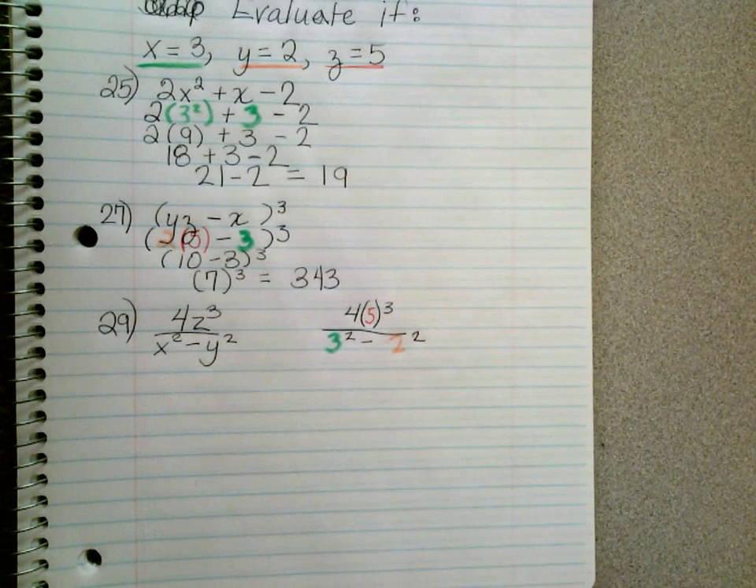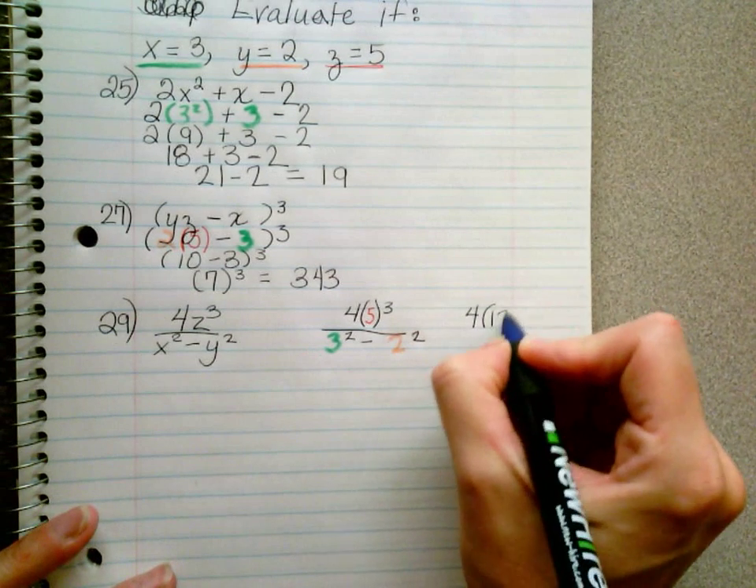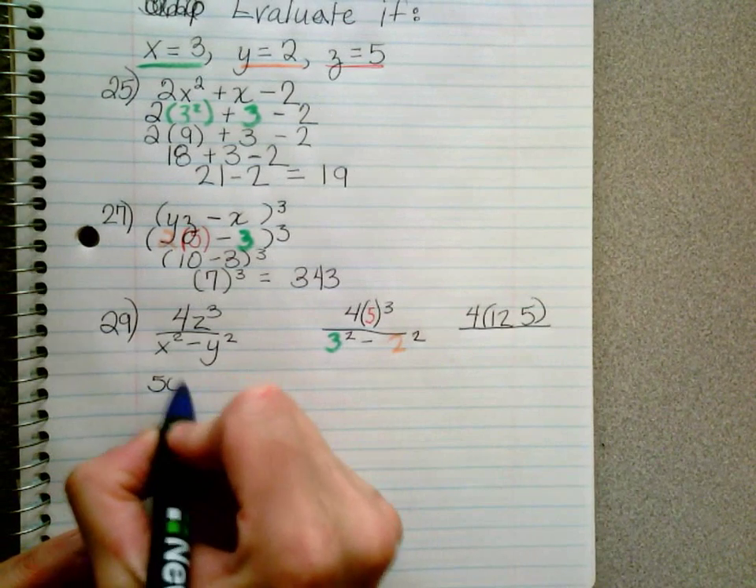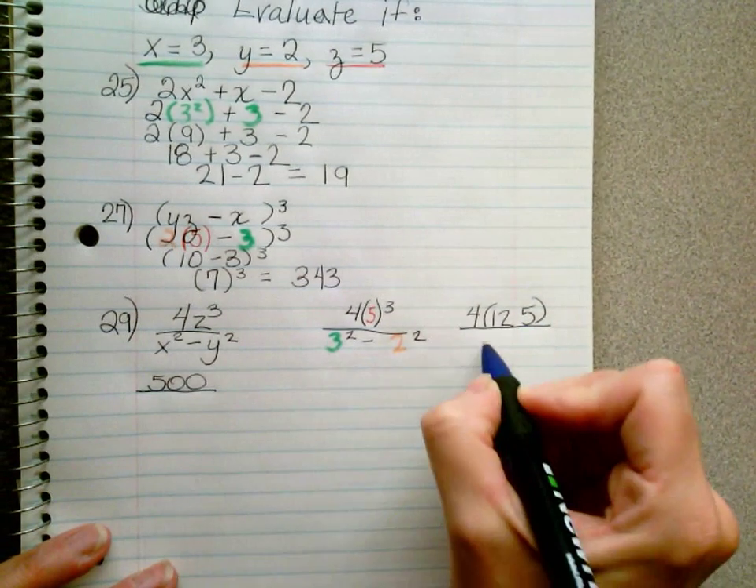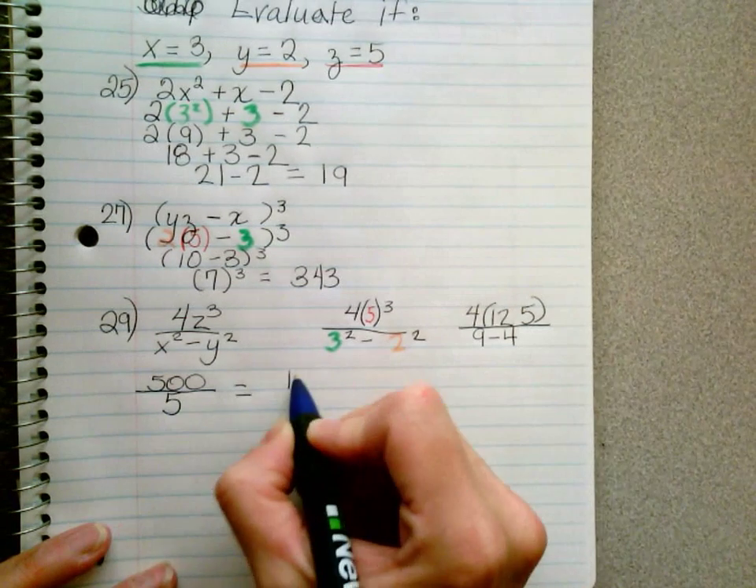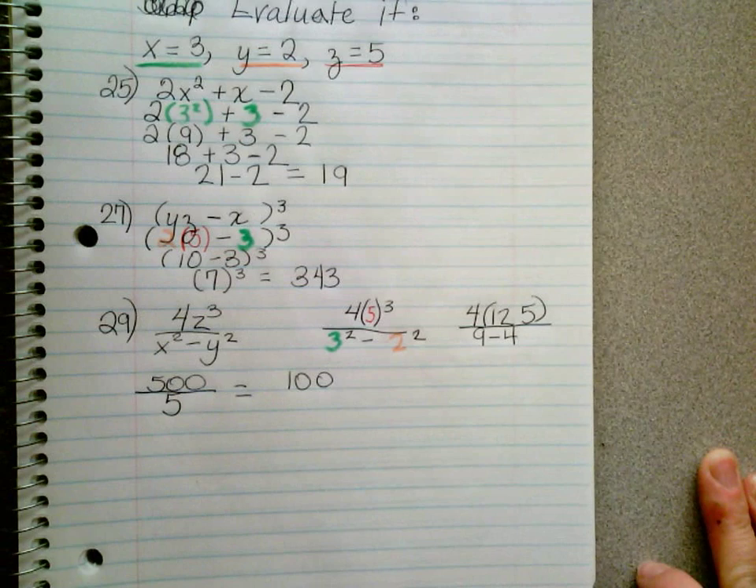So 5 cubed, is that 125? Yeah. 4 times 125, which is 500. All of that over 9 minus 4, which is 5. Super. All right. You guys are doing excellent as always. All right.